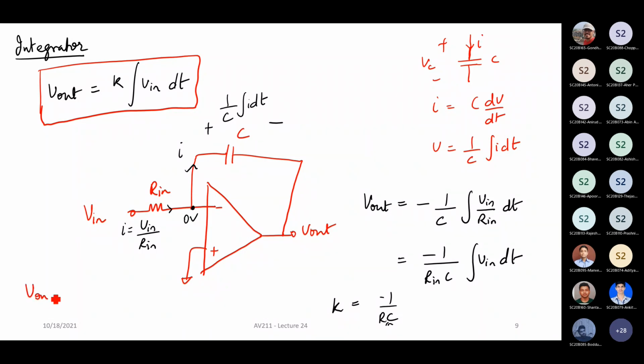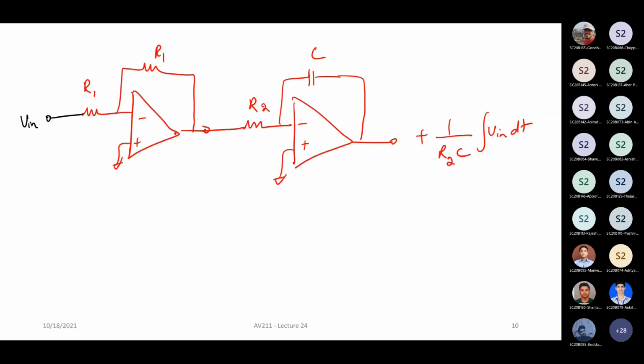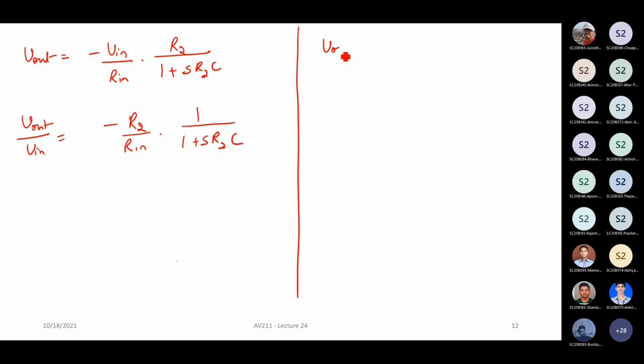The V out can be written as what? Minus I times 1 by SC, correct? Minus I times the impedance of the capacitor, right? So if I compare that with this, you'll get my V out is I in minus I times 1 by SC, or in other words, V out by V in is going to be minus 1 by S times R in C. Correct? This is what I would have got.